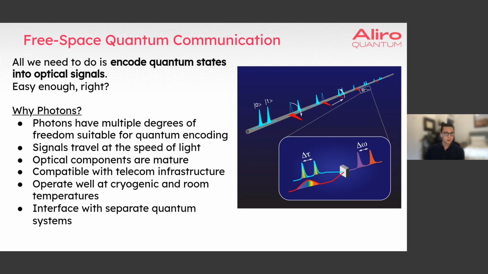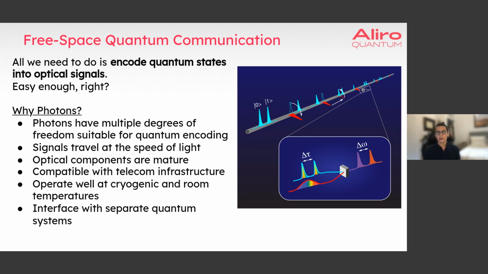These optical signals, these photons, can be manipulated with optical components, and optical components are quite mature. You can buy them commercial off the shelf. You'll typically find a whole suite of them in your nearest university lab. But this technology is quite mature in how we can manipulate states of light.